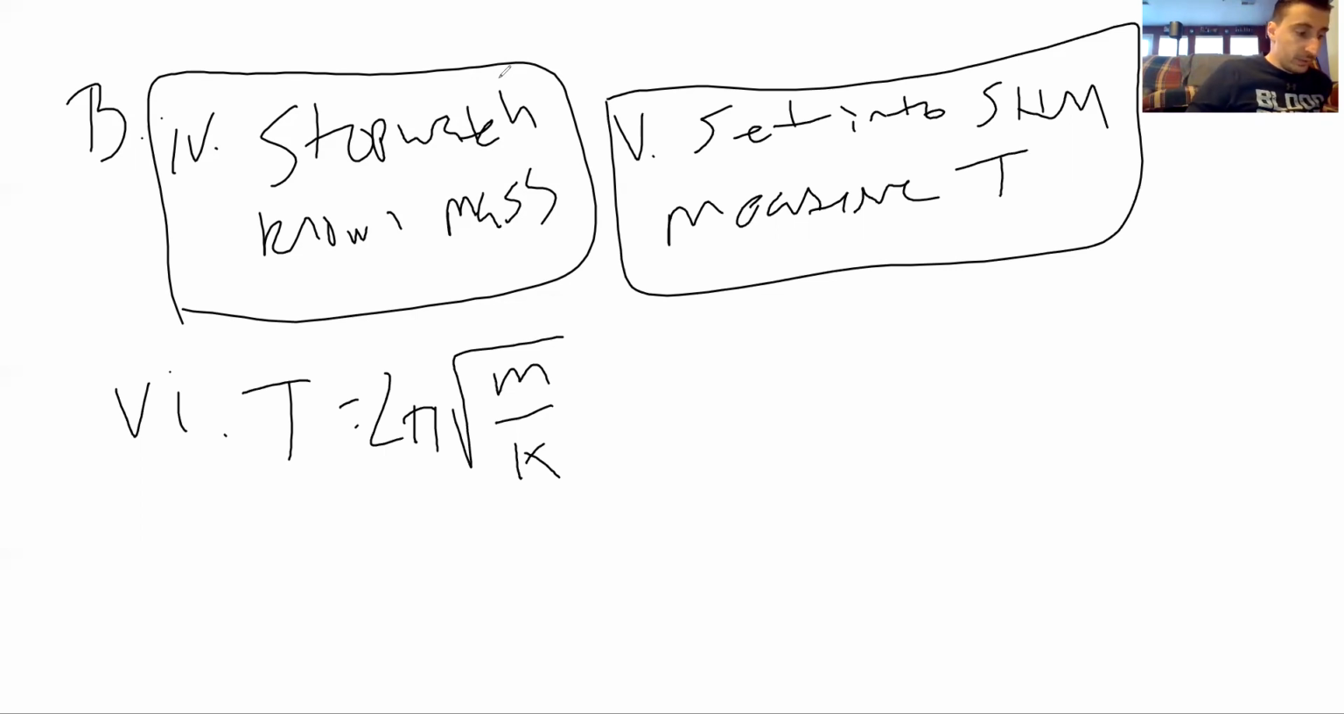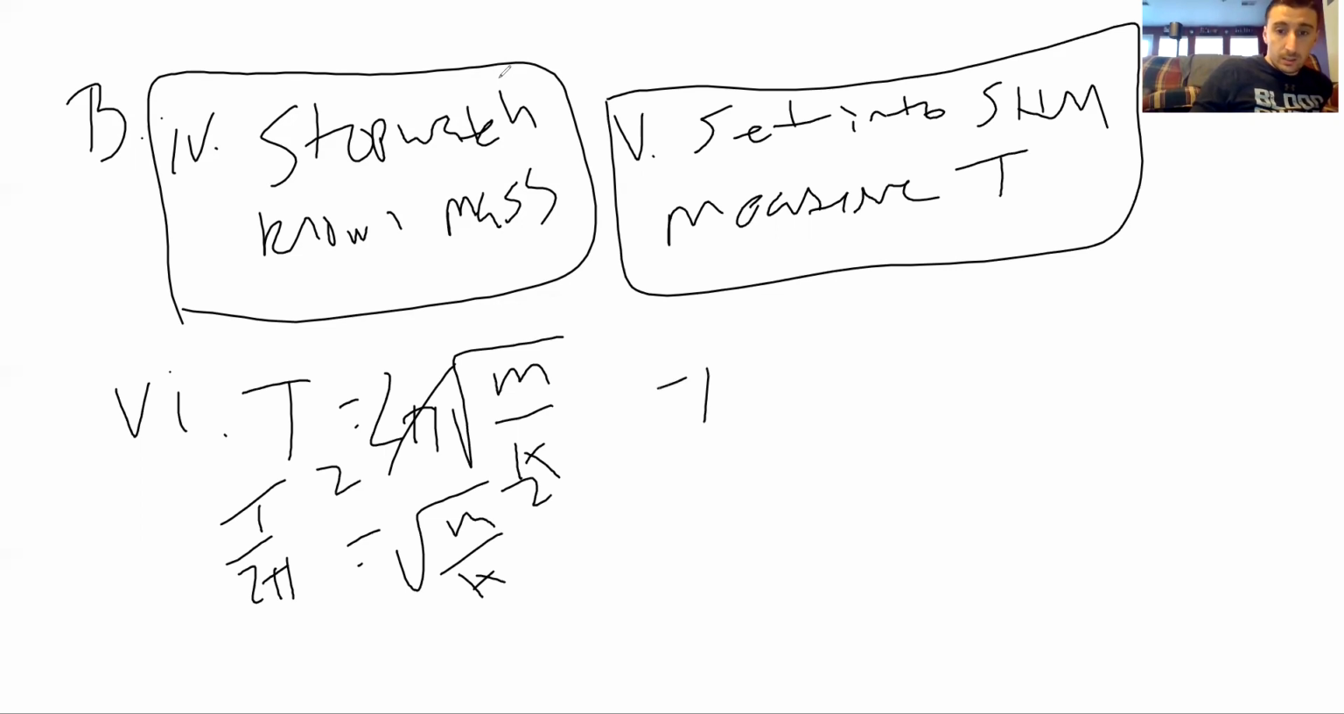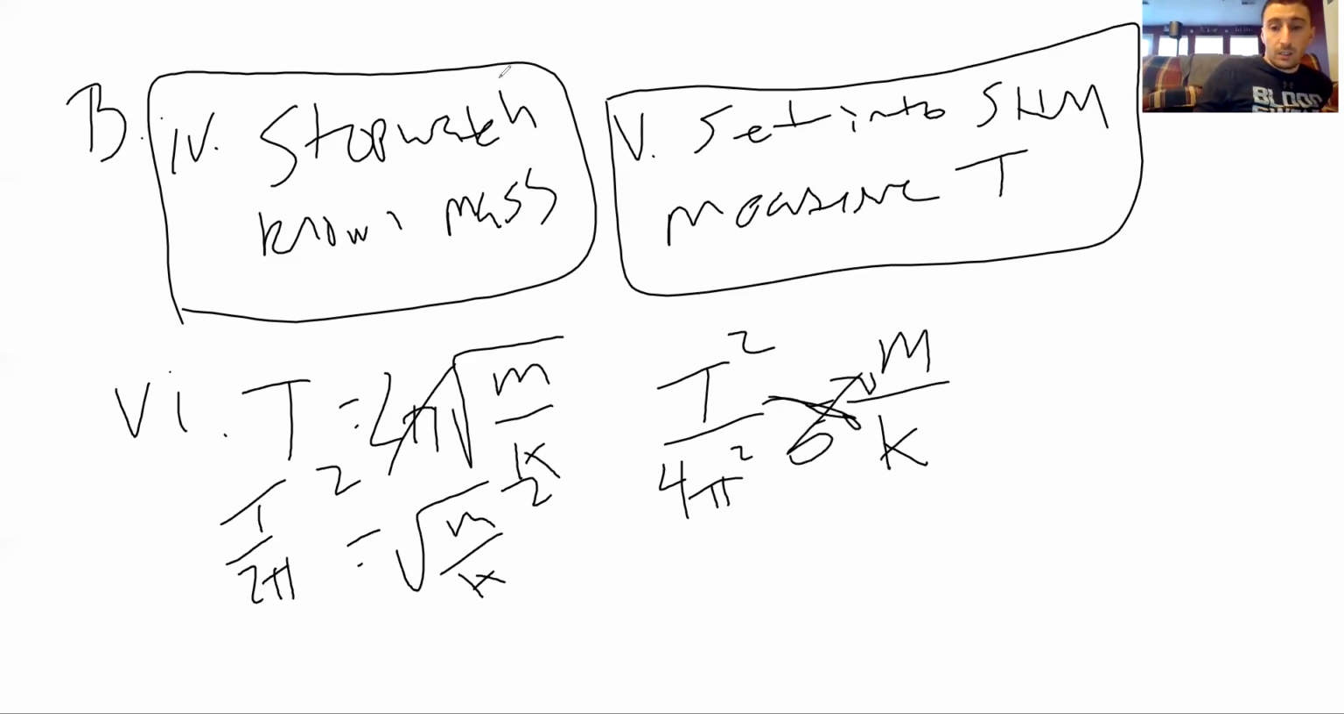Let's see. We'll do it because you have to do it in the next one. So 2 pi, so I get T divided by 2 pi. It cancels out. I get mk. I square both sides. I get T squared divided by 4 pi squared equals mk. I'm just going to look at it and know I have to multiply by k and then reverse it. So I get k equals 4 pi squared over T squared.